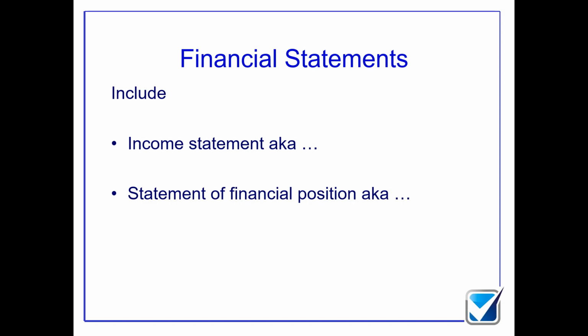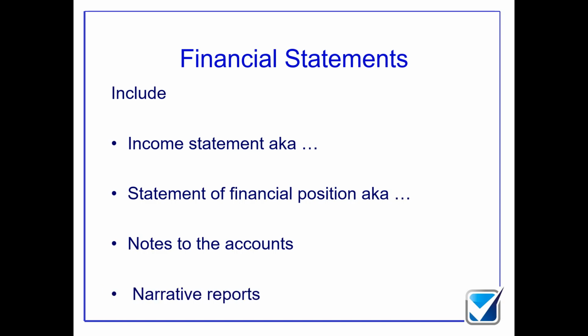Now, these two statements by themselves may not necessarily give all of our external users all of the information that they need. So we give notes to the accounts, which explain specific numbers within the income statement or the statement of financial position, give the numbers in more detail, and show how they're made up and how we've worked them out. And then we also have narrative reports, because not everybody will understand what the numbers are trying to say. The narrative reports give you the information in words so that you can work out, oh, I understand what they're trying to say to me now. So you might get a much better understanding of what's going on within the business.